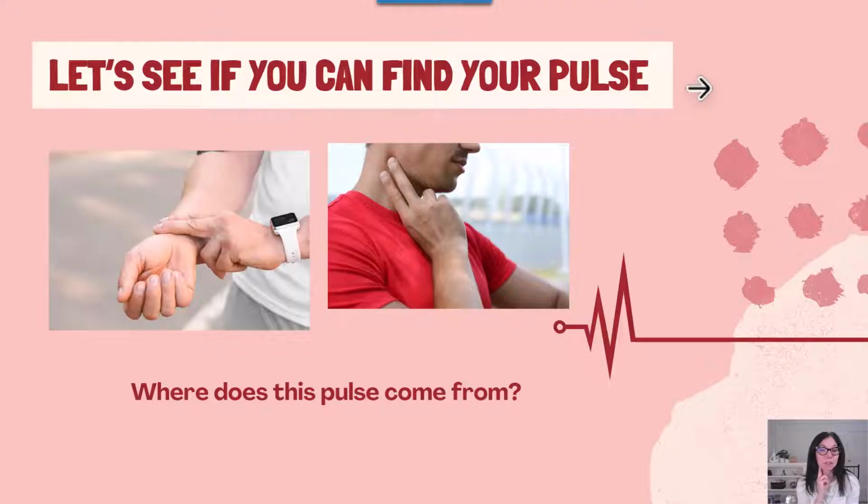You can find your pulse either on the side of your neck, like in the picture. You'll have to put a little bit of pressure down in order to feel your pulse, or you can do the technique on your wrist. Same thing. You might have to move it around a little bit. Press down until you feel that pulse. So where is it coming from? Let's find out.